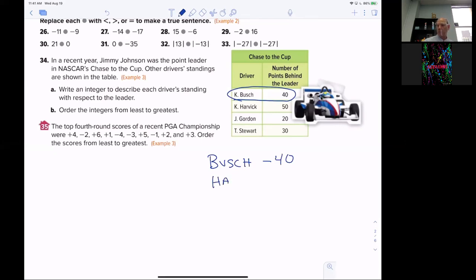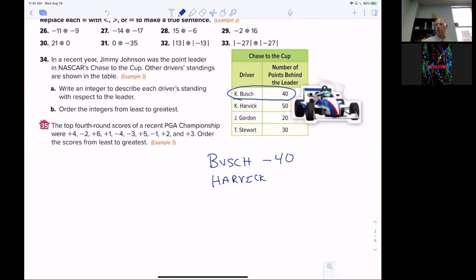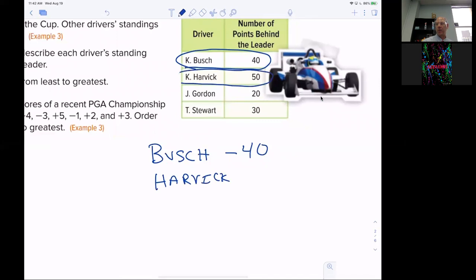So the next person, Harvick, what integer would I say for him? 30? How are you getting 30? I'm not understanding where you're coming up with these numbers. Well, why did you say 30? You see what I'm saying? Look, I'm glad you asked me. Do you see what I'm looking at right here? So it says he's 50 points behind the leader. So what number would that be? There you go, negative 50. And what about Gordon? Good. And what about Stewart? Right.